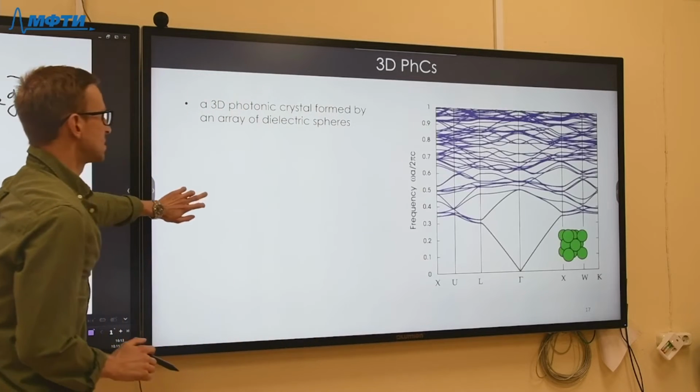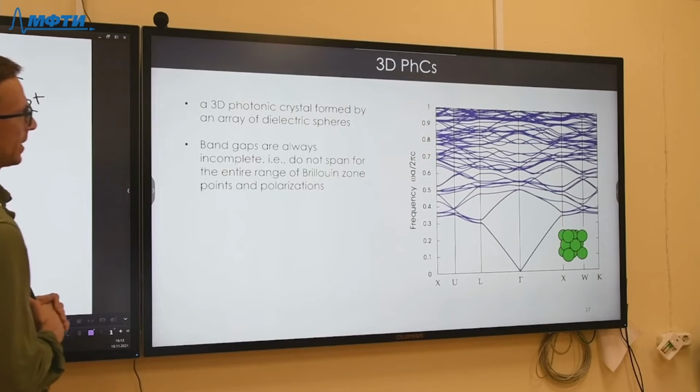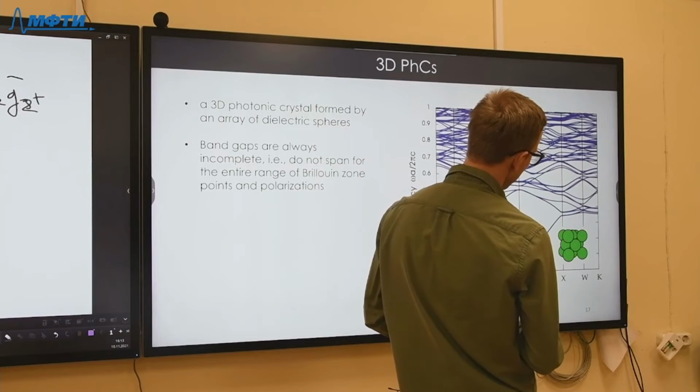So this is another example of a 3D photonic crystal, and as you can see, this is a mess. This is, I believe, so what is this lattice called? Is it the FCC lattice?